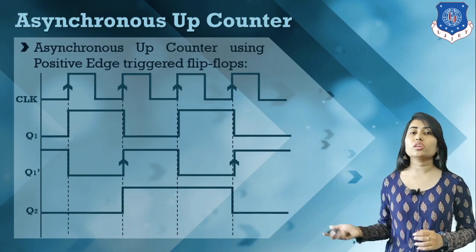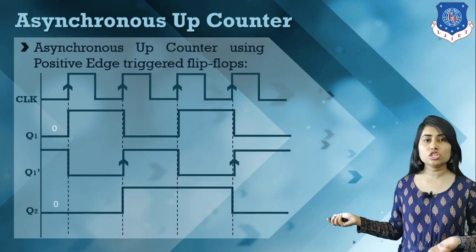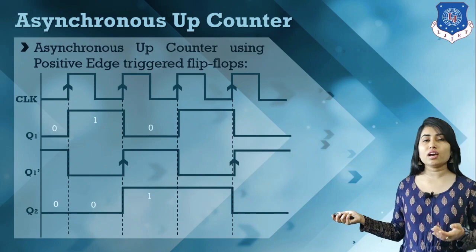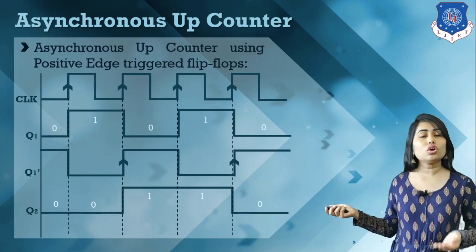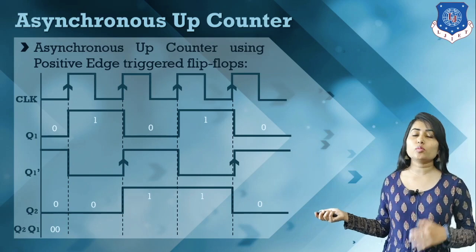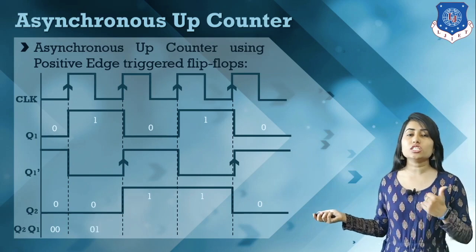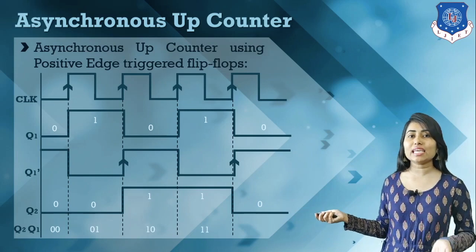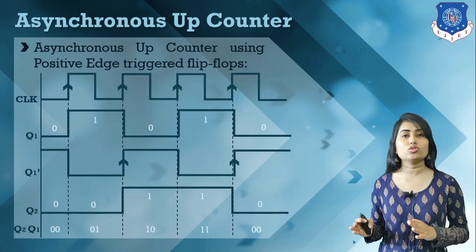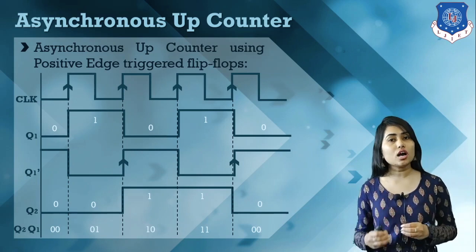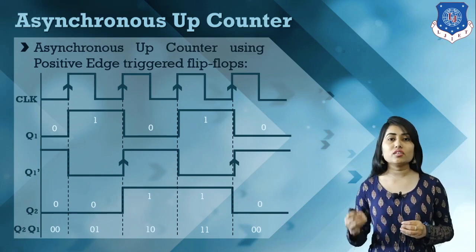So here we have Q2 equal to 0 0, then 1 0, then 0 1, then 1 1, and then 0 0. So our output Q2 Q1 is 0 0, that means 0; 0 1, that means 1; 1 0, that means 2; 1 1, that means 3; and then reset, that is 0 0. This is how we can construct an asynchronous up counter using positive edge triggered flip-flops.